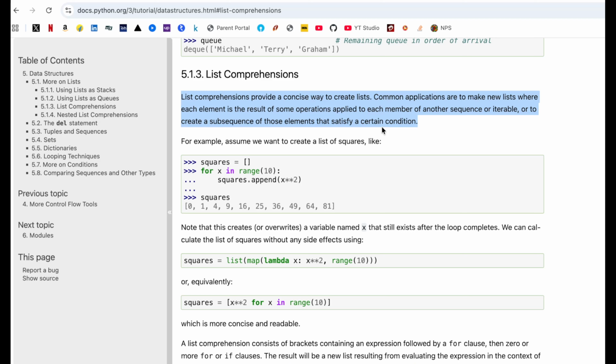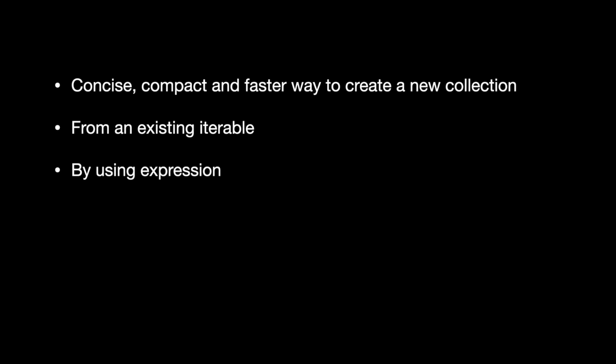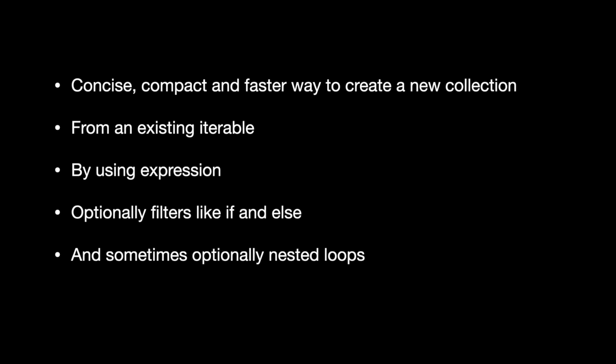Let's just start to break it down into smaller pieces. It is a concise, compact and faster way to create a new collection from an existing iterable like list, range, etc. by using an expression. Optionally, there could be filters like if and else, which we call conditionals, and sometimes they have nested loops as well, although I do not prefer it. And the most important thing according to me is a single readable line. That is the most important factor for a list comprehension, the readability.